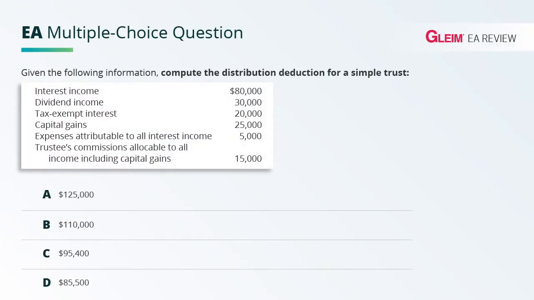Given the following information, compute the distribution deduction for a simple trust. Interest income $80,000, dividend income $30,000, tax-exempt interest $20,000, capital gains $25,000, expenses attributable to all interest income $5,000, trustees' commissions allocable to all income including capital gains $15,000. So this question is dealing specifically with the distribution deduction for a simple trust. So let's go ahead and calculate that.